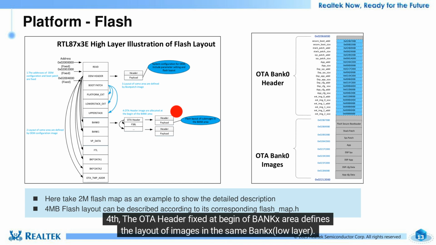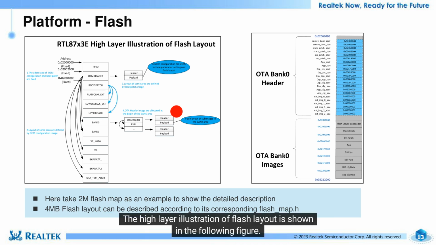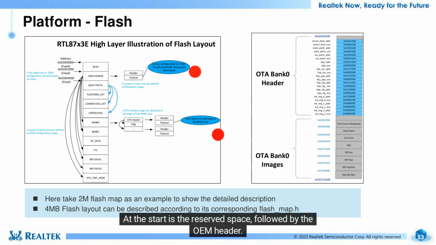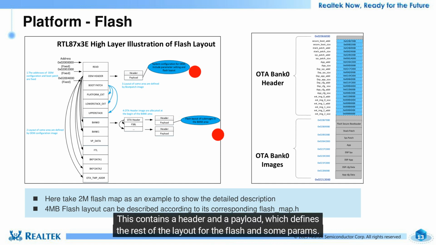Fourth, the OTA header fixed at the beginning of the BANKX area defines the layout of images in the same banks, low layer. The high-layer illustration of flash layout is shown in the following figure. Next, we have the layout for flash. At the start is the reserved space, followed by the OEM header. This contains a header and a payload, which defines the rest of the layout for the flash and some params.